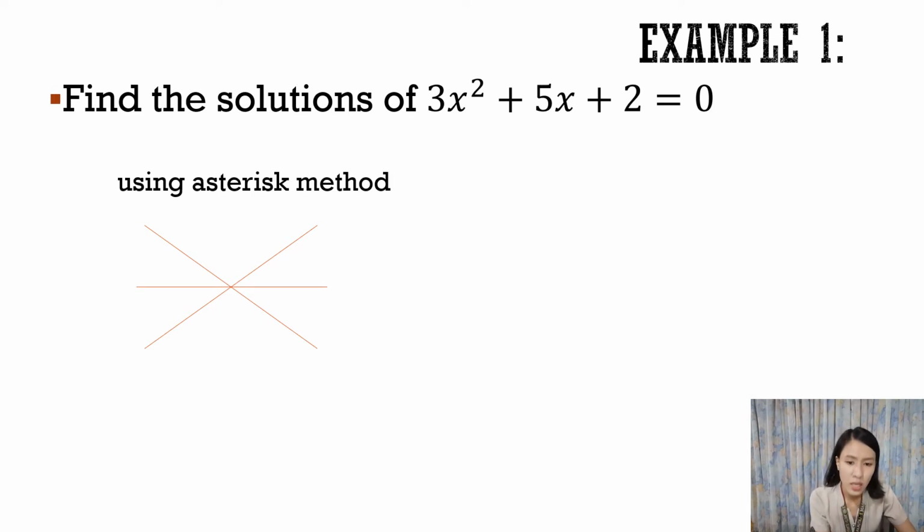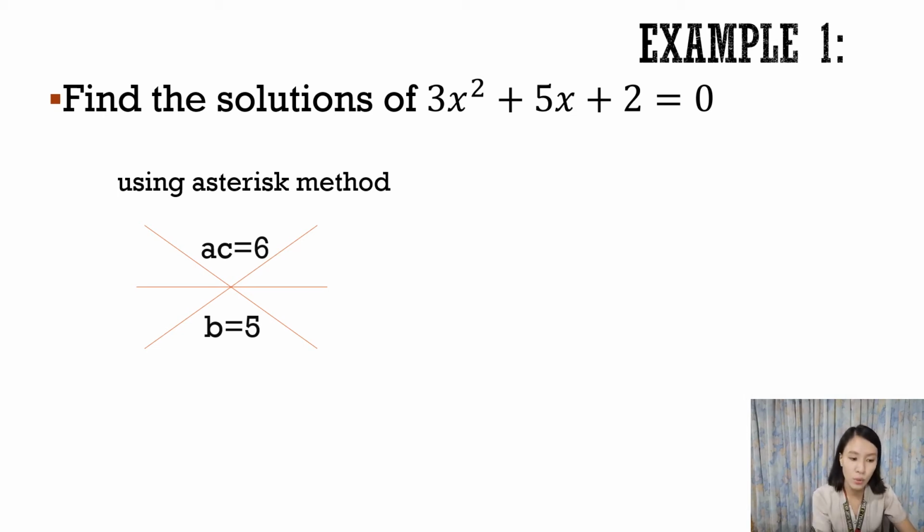So, by using the asterisk method, all you need to do is to create a big asterisk. And then, on the upper part of that, you have to write AC. Multiply A times C, the result will become 6. Now, on the lower part, you have to write the value of our B, which is 5. And now, using those numbers, you have to find factors of 6 that if added, the result is 5.